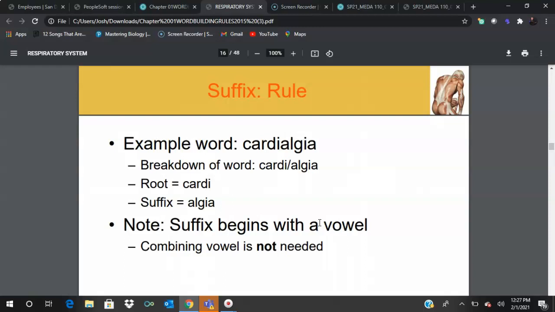Now, here we have a different suffix. We have our same word root, but then we have the suffix algia. Algia means pain. So when we put these two together, we're referring to pain of the heart. But because algia begins with an A, we don't need the combining vowel. We have cardi. It isn't cardioalgia. We drop the O and just put the two together. So here, because our suffix begins with a vowel, we don't need the combining vowel. Okay.